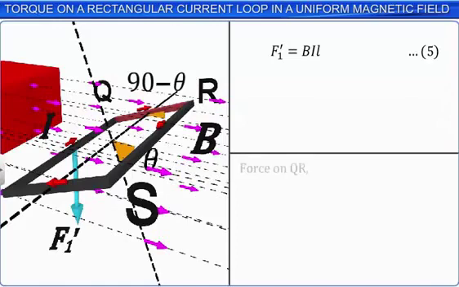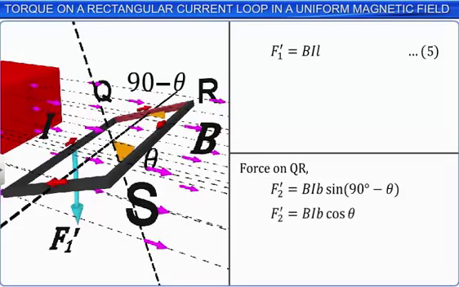Then, the force on QR, part of the loop due to the magnetic field, F2' is equal to BIb sin(90 minus theta), which is equal to BIb cos theta. Let this be equation 6. The direction of force F2' is obtained by using the right-hand rule.